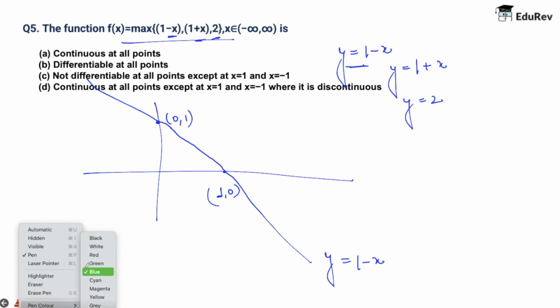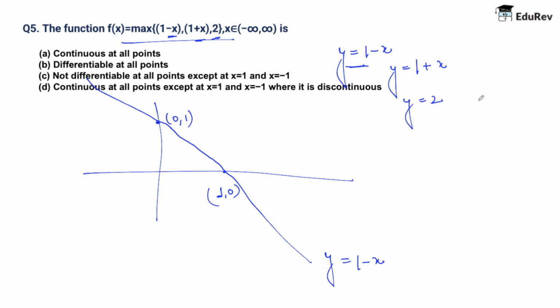Similarly, when I'm going to draw a plot for another graph, that is y equals 1 plus x. Now when x is 0, y is what? 1. So that means this point itself, that is (0, 1). Whereas when y is 0, x is negative 1. So here, that is (-1, 0). When I join these 2 dots, I'll get a graph of y equals 1 plus x.